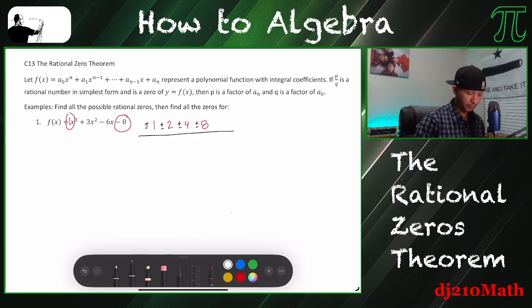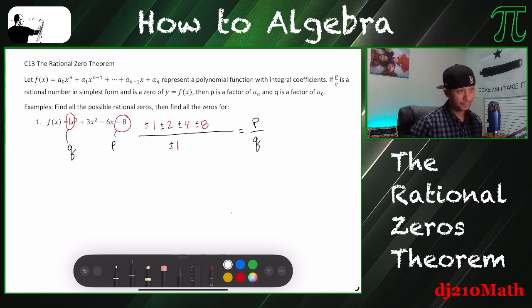So I guess it is worth mentioning that the constant, we label that P. The coefficient of the leading term, we refer to this as Q. So what we want is P over Q, right? The factors of 8 over the factors of 1. So the leading coefficient is 1. So that means 1 times 1, or negative 1 times negative 1. So here is P over Q, all the P's over the Q.